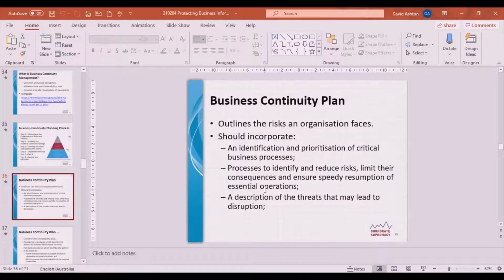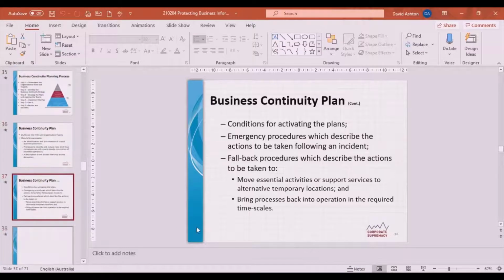So the plan outlines the risks an organisation faces and then should incorporate things like identification and prioritisation of business processes, particularly the critical ones. Identify and reduce risks, limit their consequences, ensure speedy resumption of essential operations. So again, identify the critical business functions that are going to be impacted, identify the risks that they're exposed to, and then put in place mitigation strategies to deal with that. So looking at on what basis would you activate a plan, looking at emergency procedures, and then what are your fallback procedures? So, move essential activities or support services to alternative locations, bring processes back into operation in required time scale. So it's also having backup plans in place. I just identified a backup plan earlier on. It could be, you know, you're in an office complex and it's flooded out.